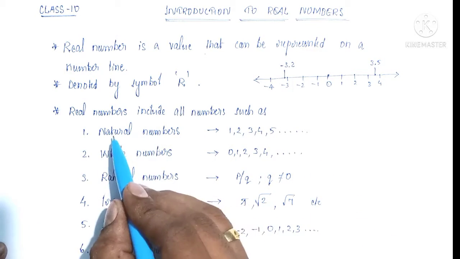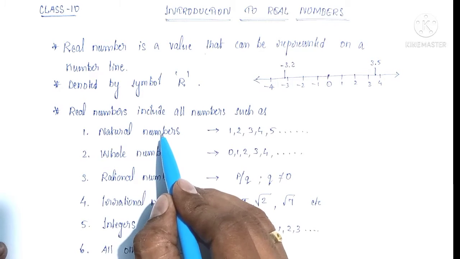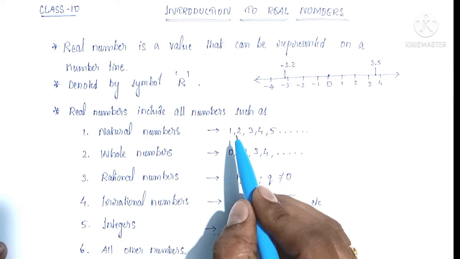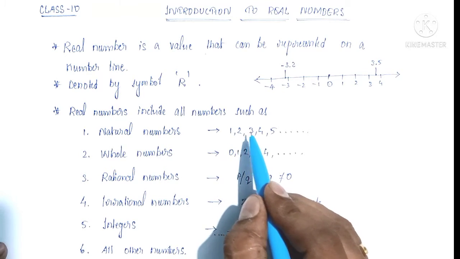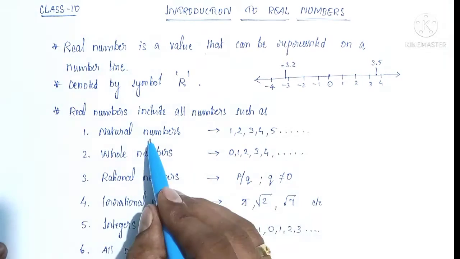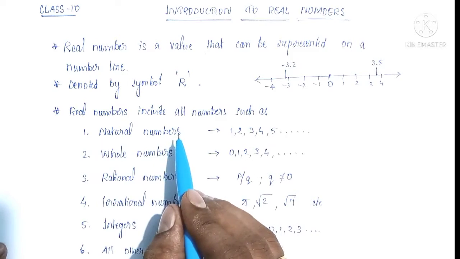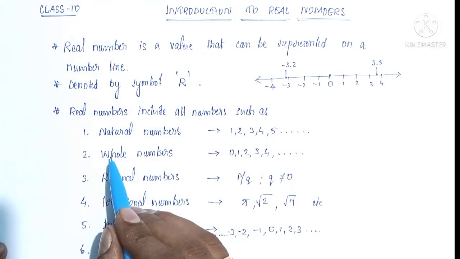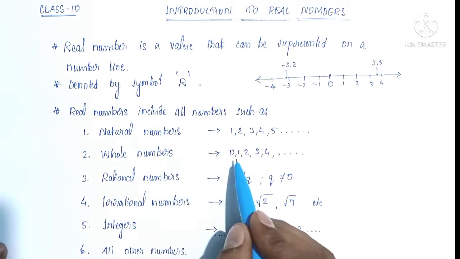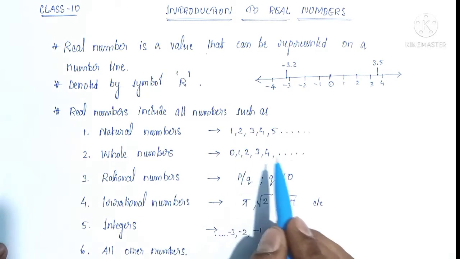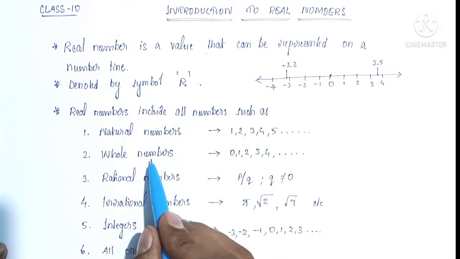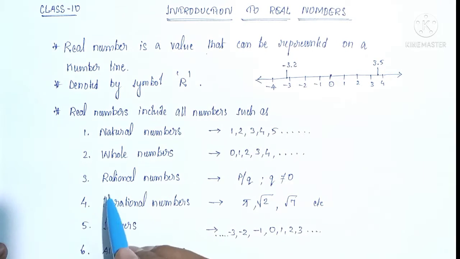The first one is natural numbers. Natural numbers means the counting numbers. So it will start from 1, 2, 3, 4, 5 until infinity. That is natural numbers. Whole numbers. What is a whole number? A whole number will include the number 0 also. So 0, 1, 2, 3, 4, 5 until infinity is whole numbers.